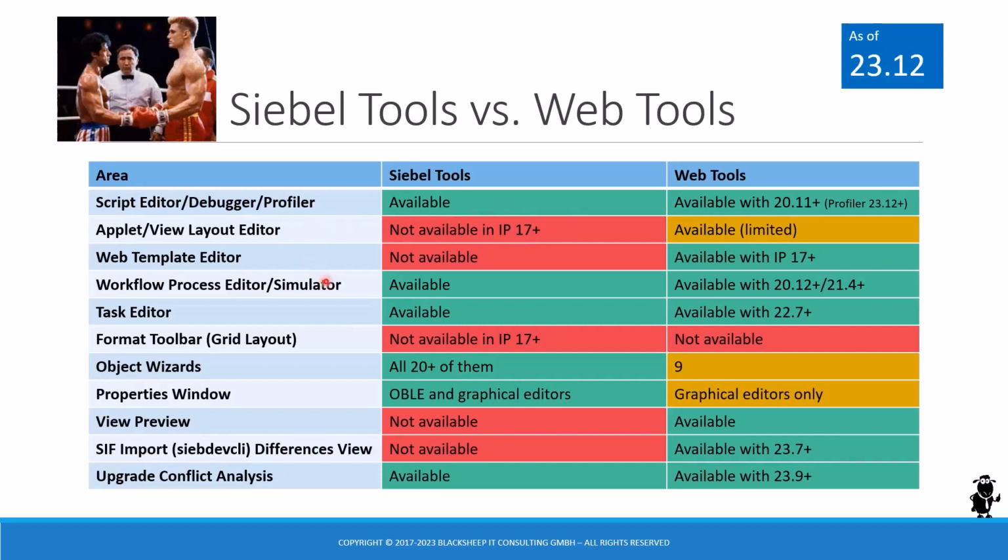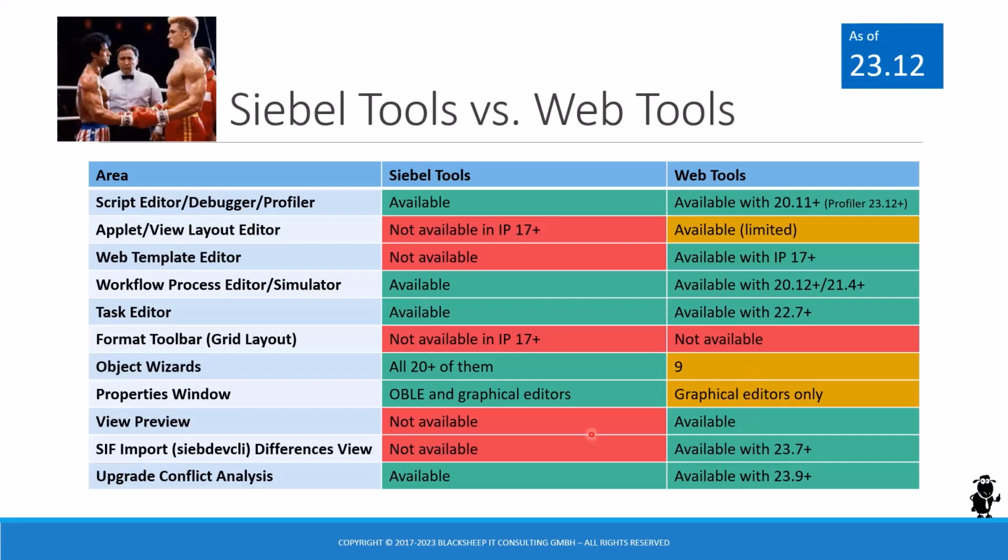The workflow process editor, simulator, and task editor has been there for quite a while. You have the numbers here, 22.7 for tasks. Object wizards. Siebel Tools has around 20 wizards. WebTools now has 9 wizards. Okay, no, half of them. Getting closer. Maybe in 2024 we see all the wizards in WebTools. By the time we do the last Siebel Friday of 2024, maybe 1 year from now.